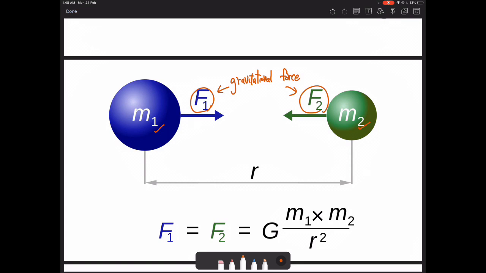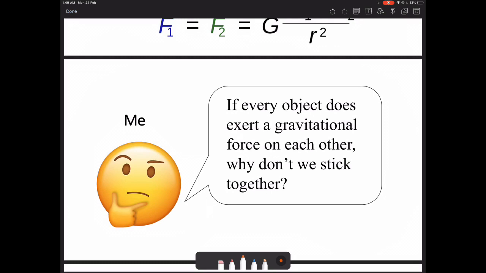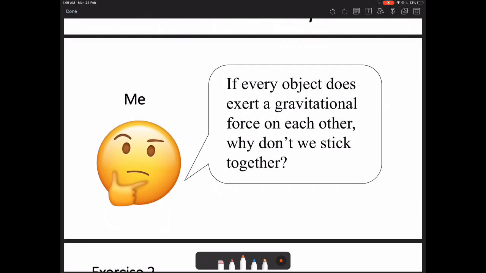You may probably say, it doesn't make sense. Suppose my mass is maybe 50 something kilograms, and your mass is 50 something kilograms. But do we attract each other? When I first learned this law, I thought, okay, it's just weird. If every object exerts a gravitational force on each other, why don't we stick together? You just say we have this force that sticks us together, but we won't. Why is that the case?